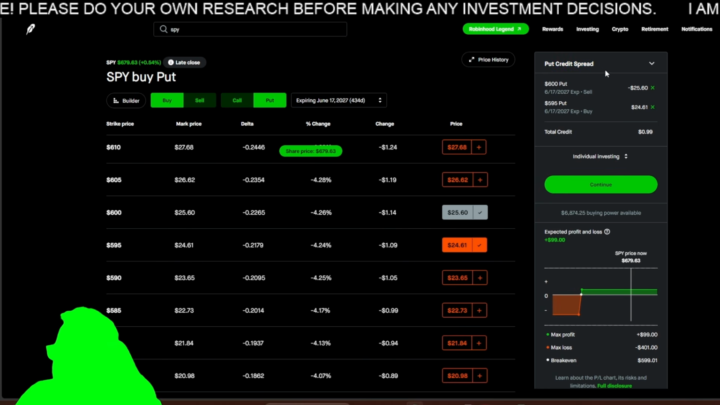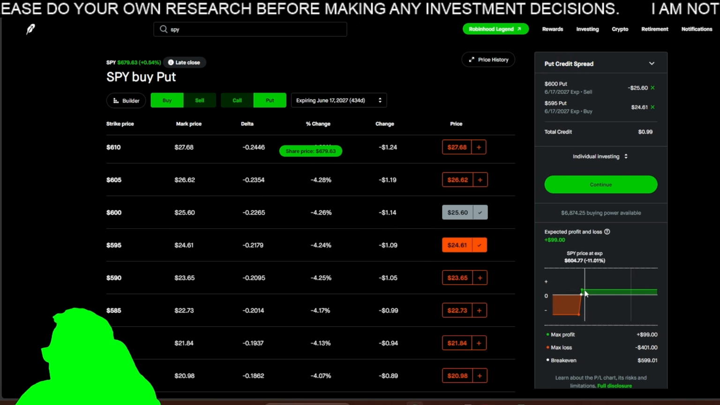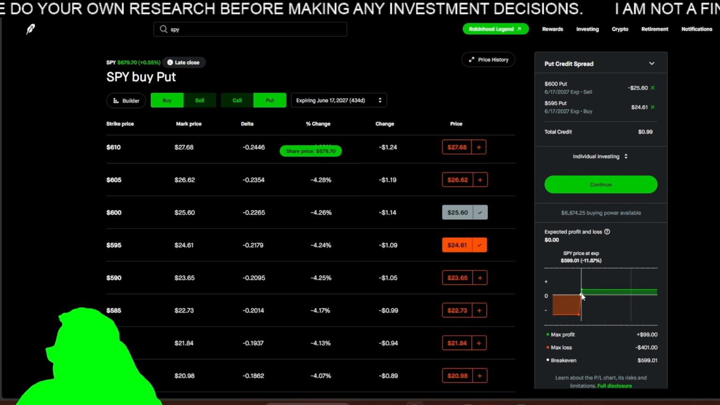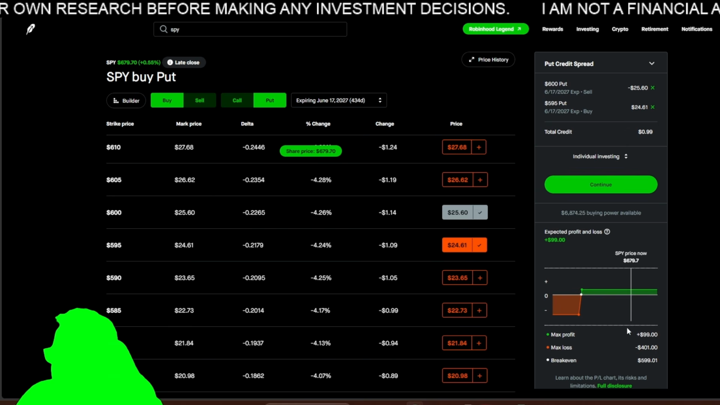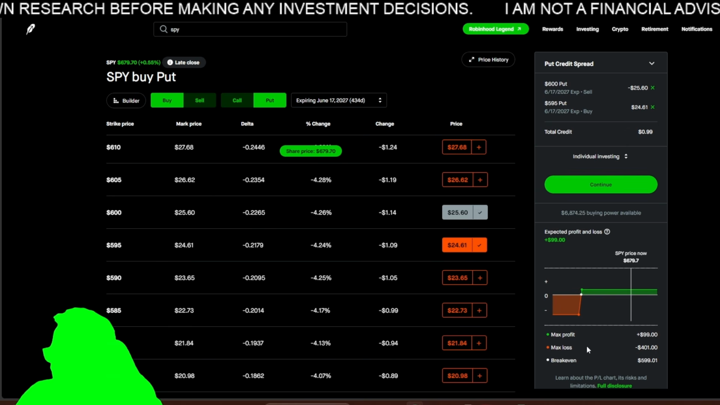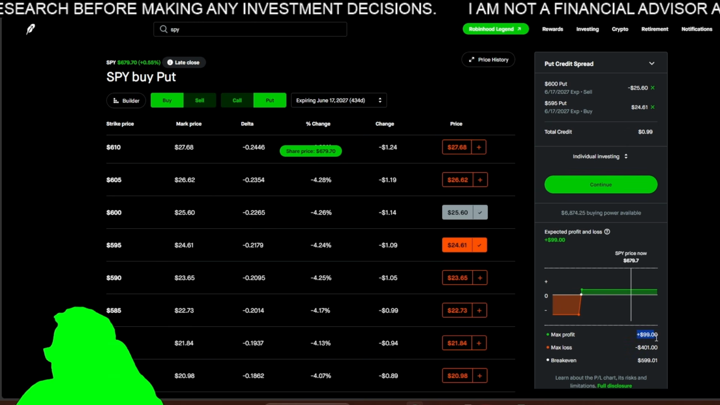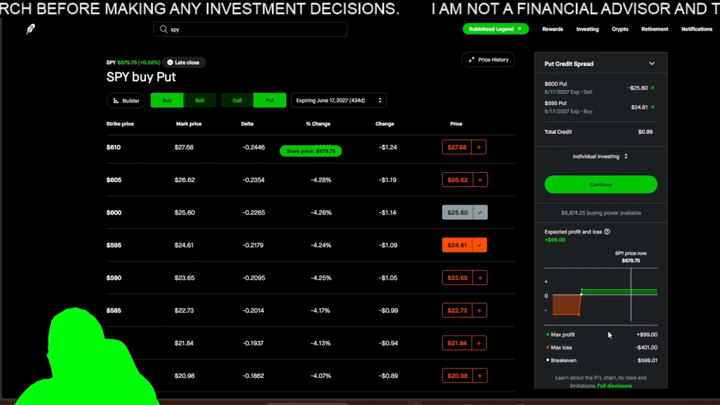This put credit spread that you see right here is basically saying that as long as SPY doesn't go to $600, great. And if it goes anything below $600, then we're going to be in a little bit of trouble. But what you'll notice is that it actually creates a much smaller max loss, and it obviously limits your max profits, as you will see here.